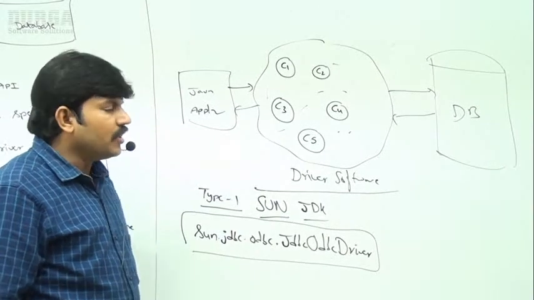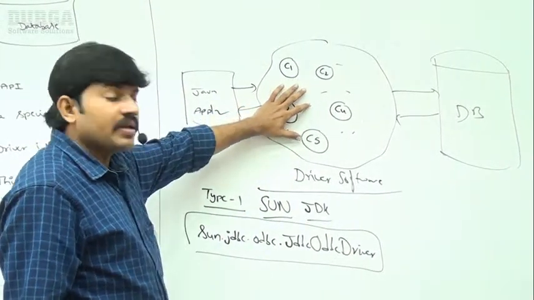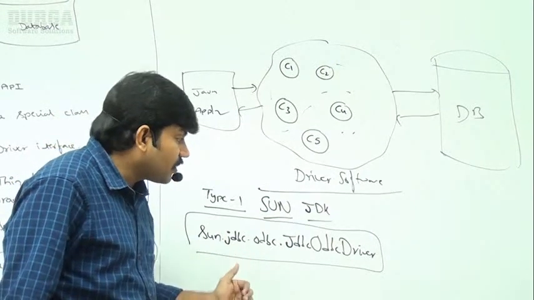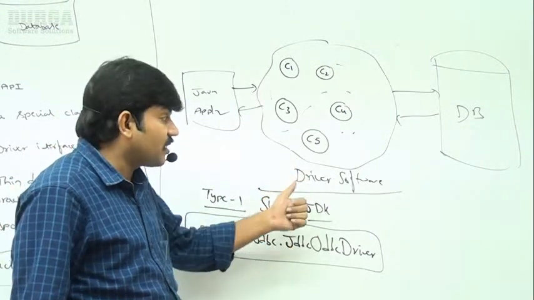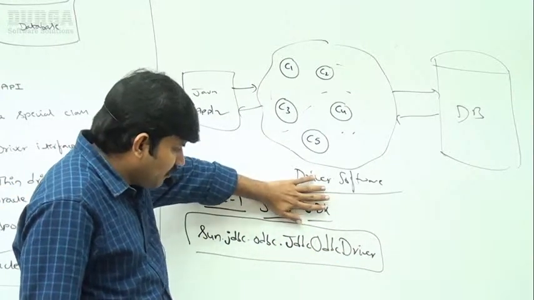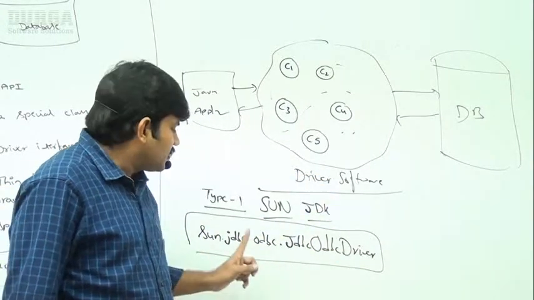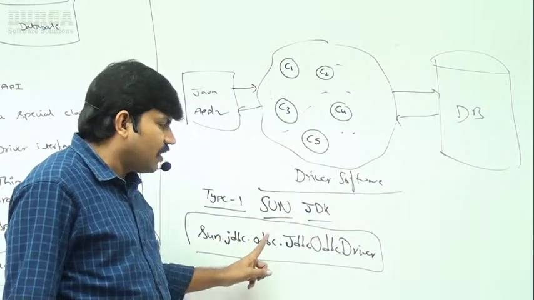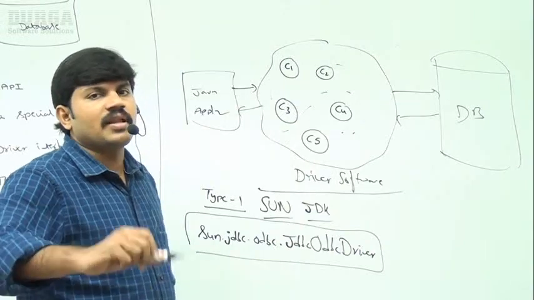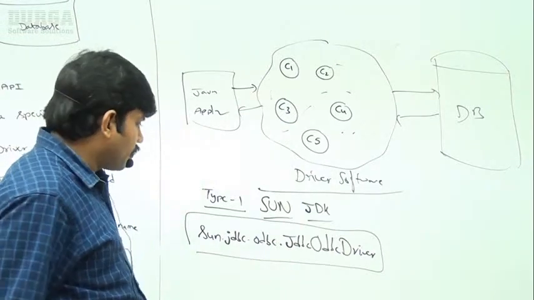Remember that, every driver software can be identified with some special class. That special class is called the driver class. For the type 1 driver, what is the corresponding driver class name? sun.jdbc.odbc.JdbcOdbcDriver. Remember that. Of course, I will explain the types of drivers later, don't worry about that.